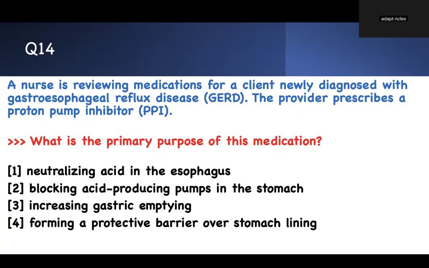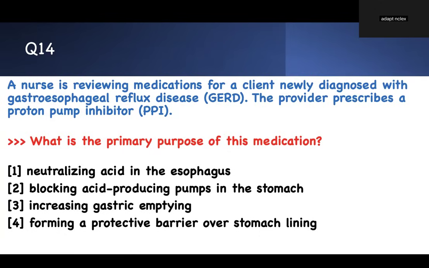And this is reviewing medication for a client newly diagnosed with what? GERD. The provider prescribed what? PPI. What is the primary purpose of that? This is a good question. I just want to test your mind. PPI, what is the purpose? I'll show you how to answer some questions if you have no idea.